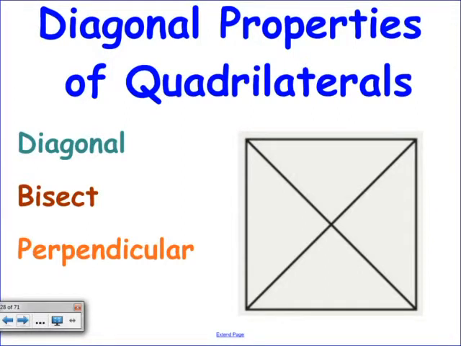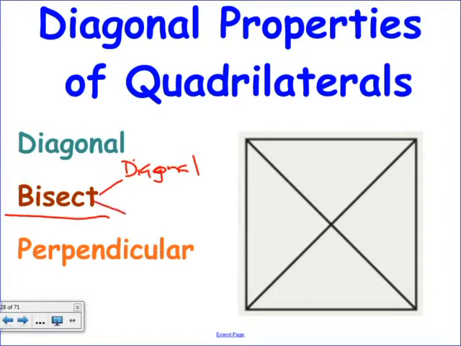The first one is called bisecting. Does anyone know what bisecting something is? Cutting it exactly in half. So if we look at bisecting and we look at our diagonal. Is the diagonal cut in half by the other diagonal? Does it chop it exactly in half? It does, yeah. Okay? So you have to look at bisecting the diagonal.